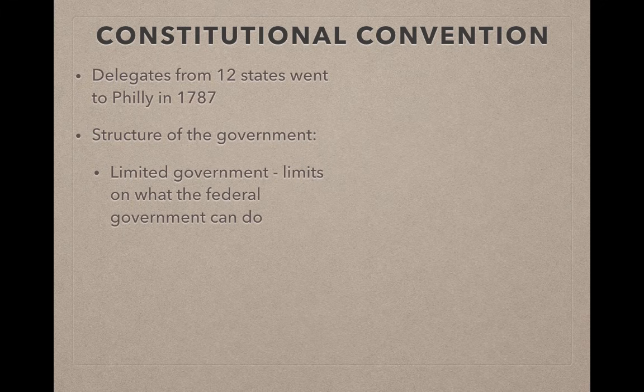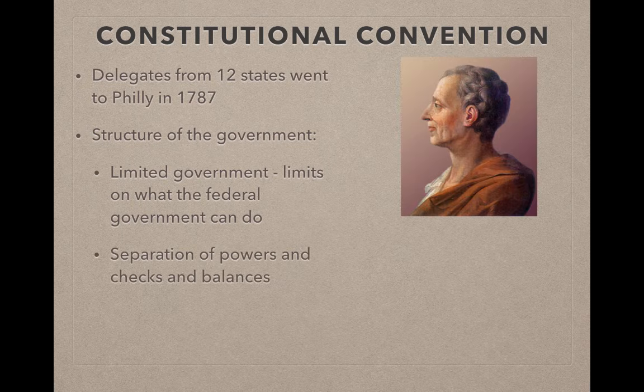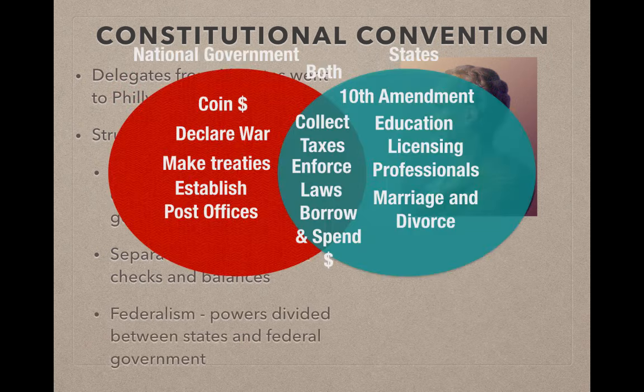So people realize they need to have a stronger central government, but they want to limit the power of this government. We see separation of powers and checks and balances inspired by Montesquieu, pictured here, with the 3 different branches of government. And we have federalism, which are powers that are divided between states and federal government.